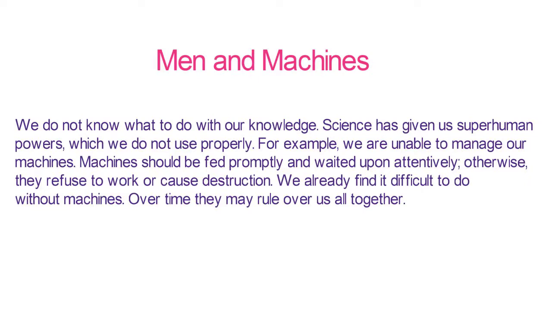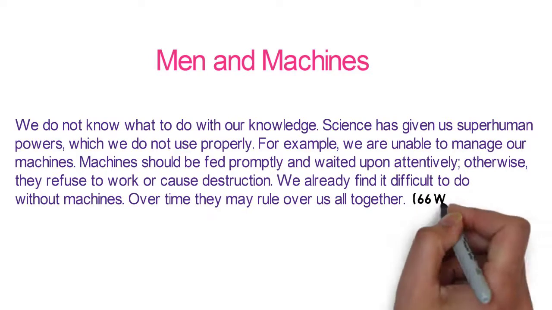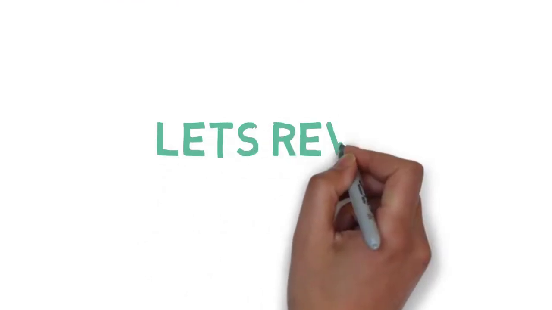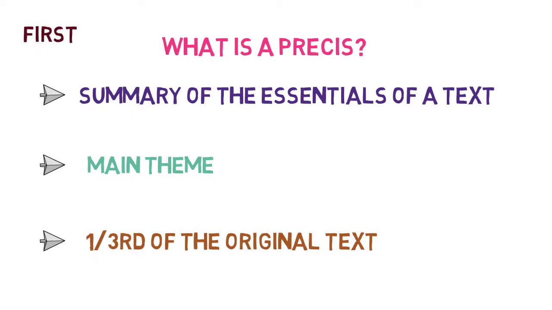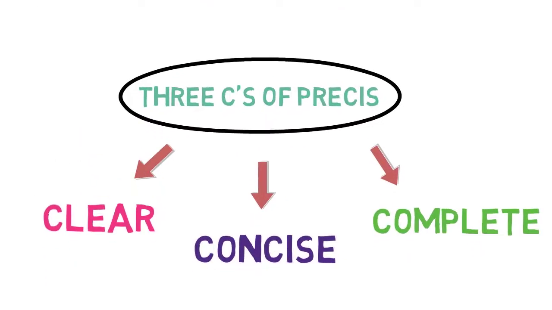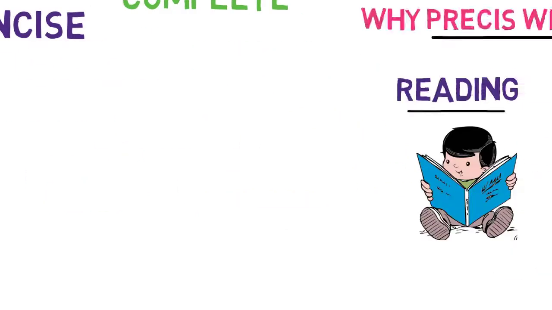If you observe the précis, it is clear, concise, and complete by itself. The word count is 66 words, which is less than 1/3 of the original passage. So that's all about précis writing in this video. Let's quickly revise what we learned in this lesson. First, we understood what is a précis. A précis is a summary of essentials of a text, and précis writing means summarizing. It must be clear, concise, and complete.